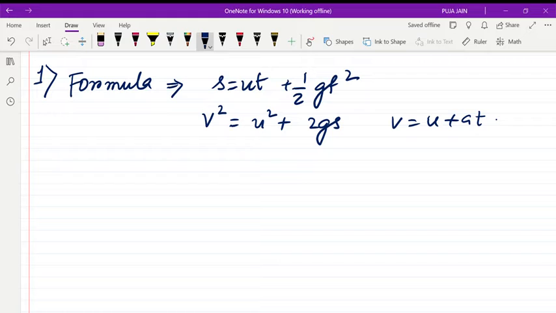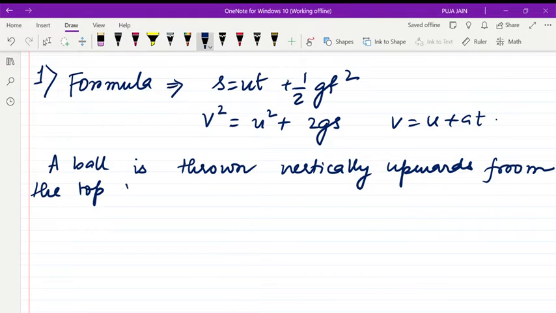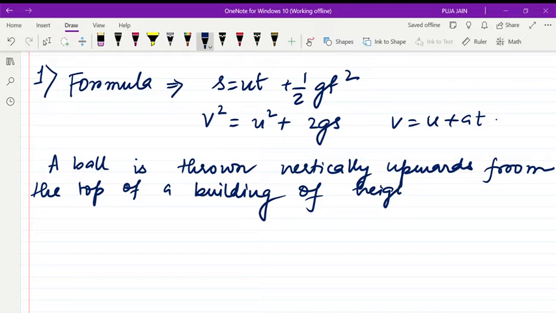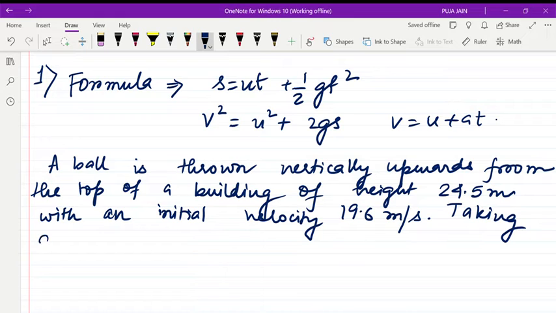Okay. So the question is, a ball is thrown vertically upwards from the top of a building of height 24.5 meter with an initial velocity 19.6 meter per second, taking g equals to 9.8 meter per second square.